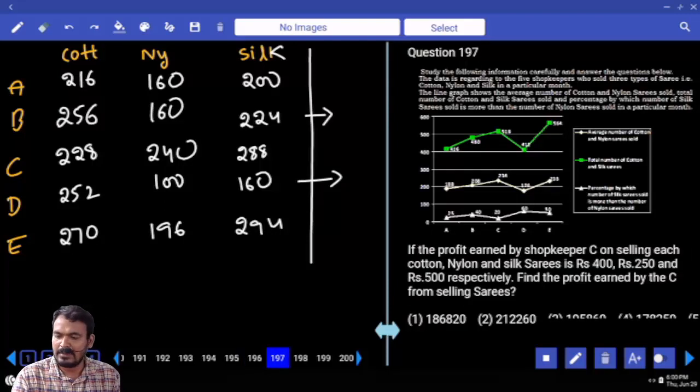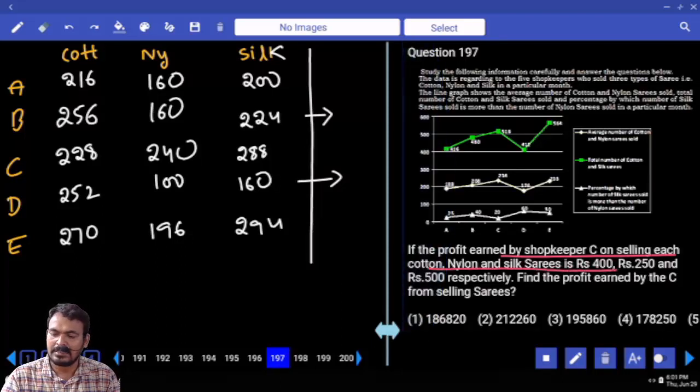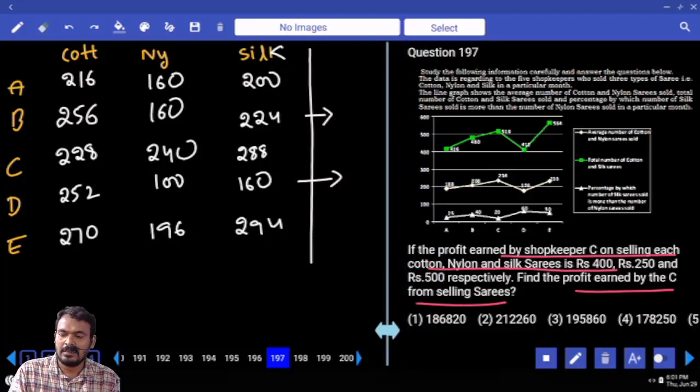Next, 197 is also a direct value. If the profit earned by shopkeeper C on selling each cotton, nylon and silk saree is 400, 250 and 500, find the profit earned by C from selling the sarees. Okay, we require the total profit.